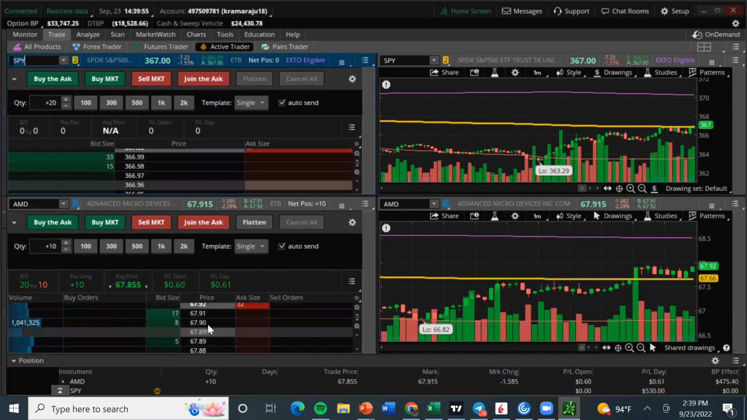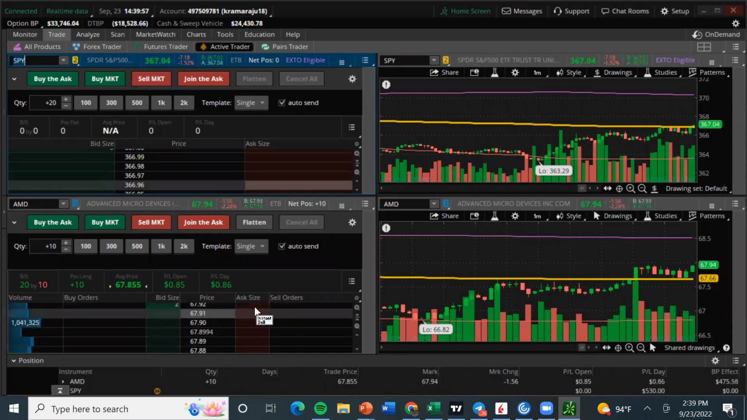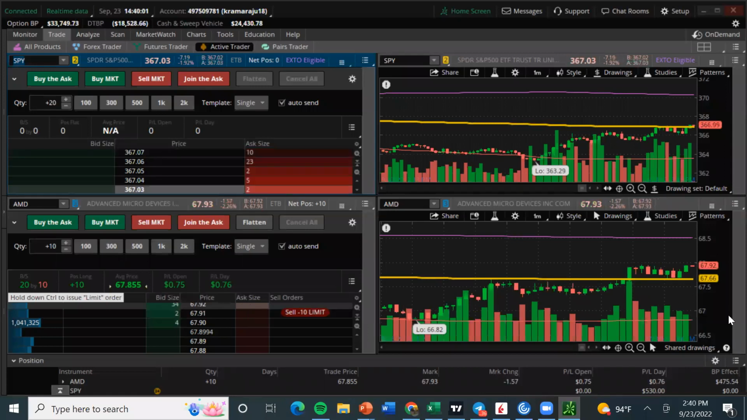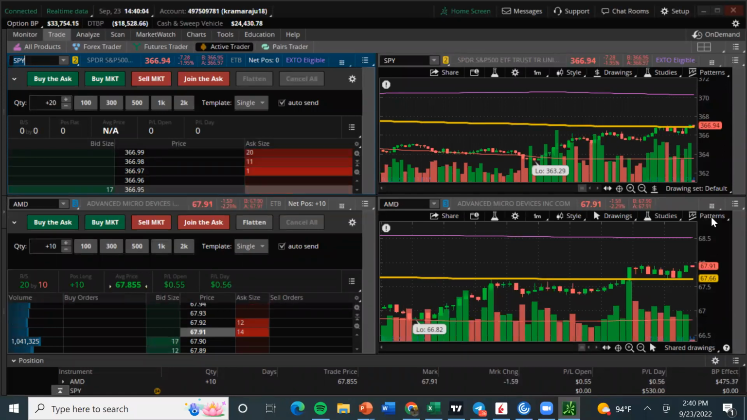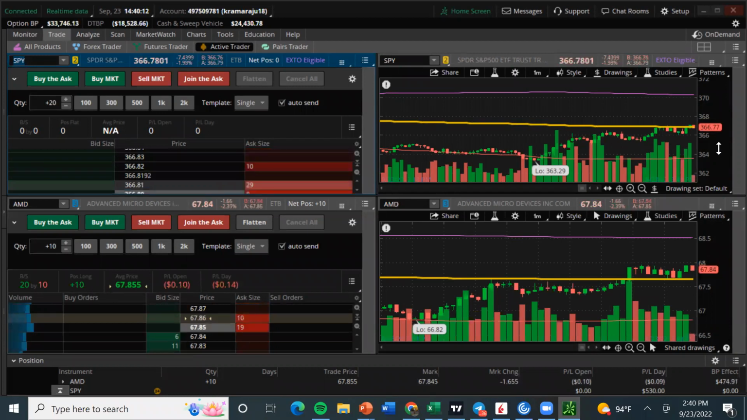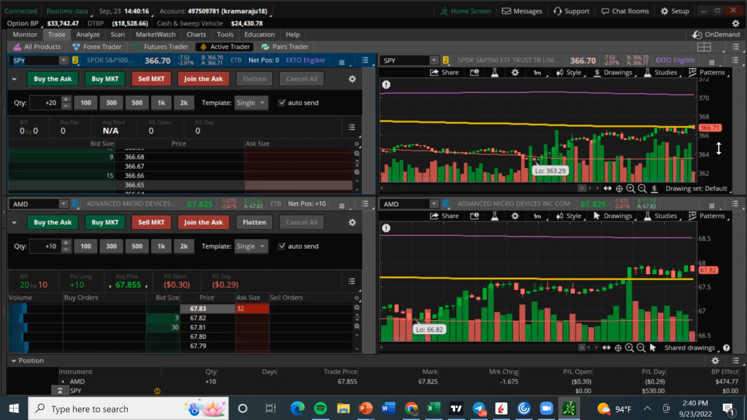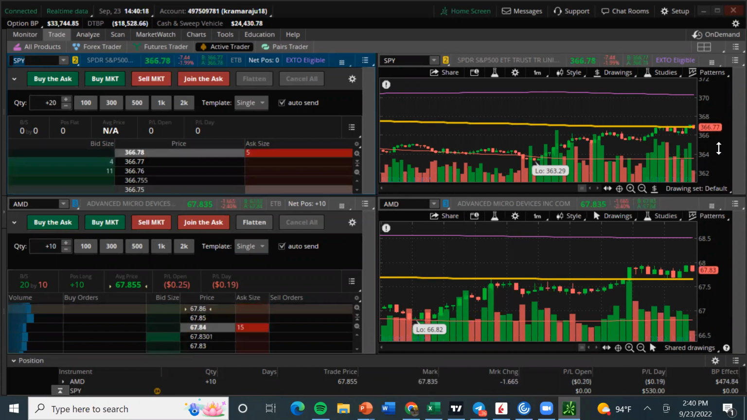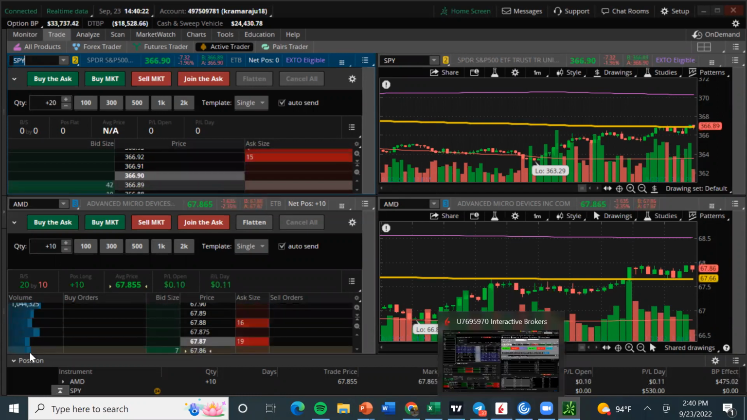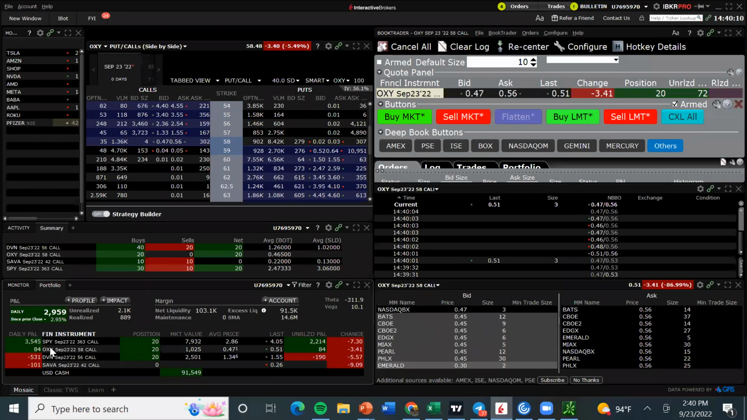Somebody is bidding at 67.9. Somebody is saying that I'm ready to sell at 67.92. But basically, your advantage is, right? It went to 367. We need a little more push from the buyers, and then you have 3,545.